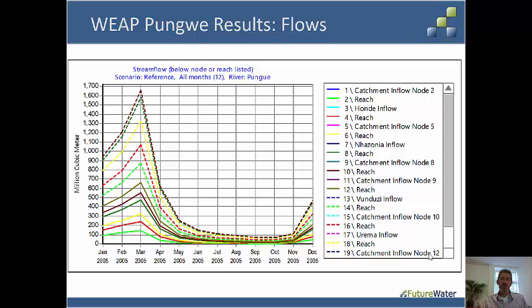This is just one example for this river basin in Mozambique. Here is a typical example of streamflow, how much water is flowing at various locations in the basin. Here I plotted it for a historic year, 2005.